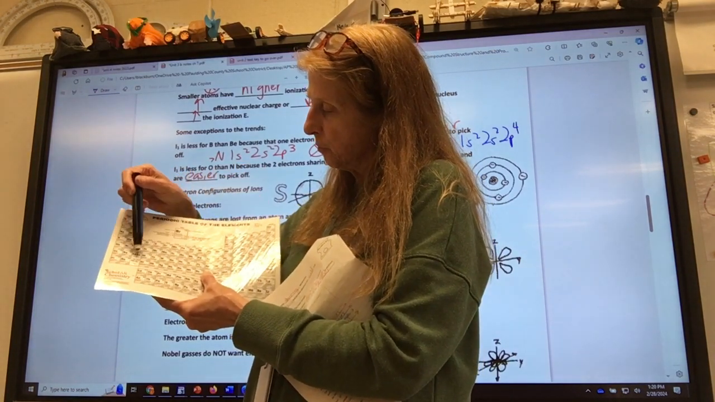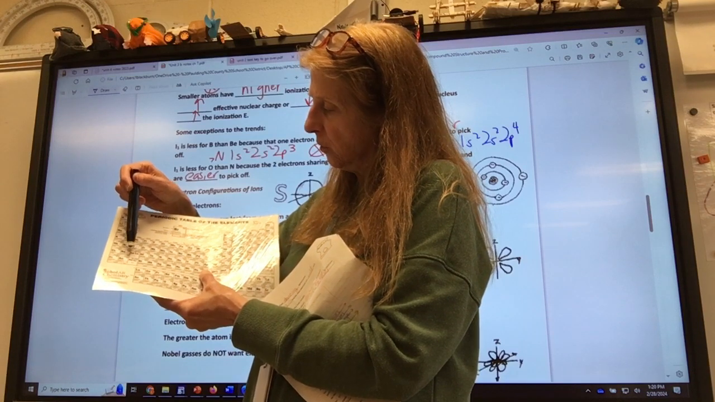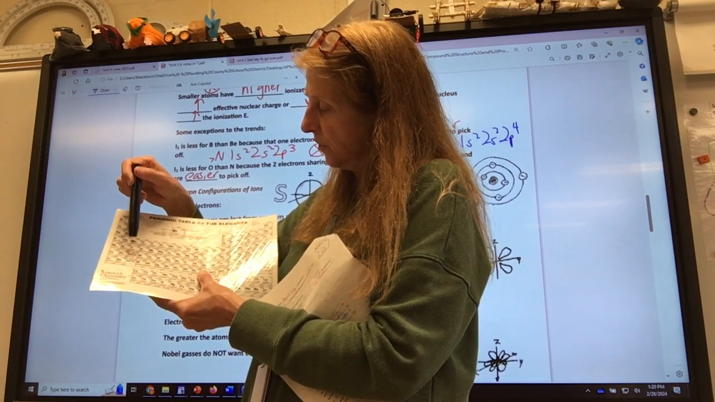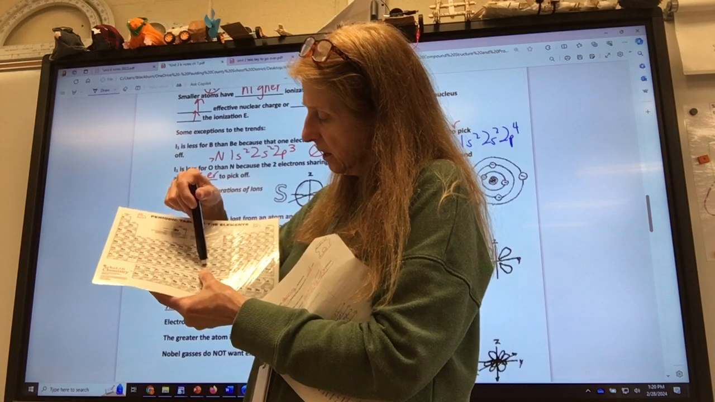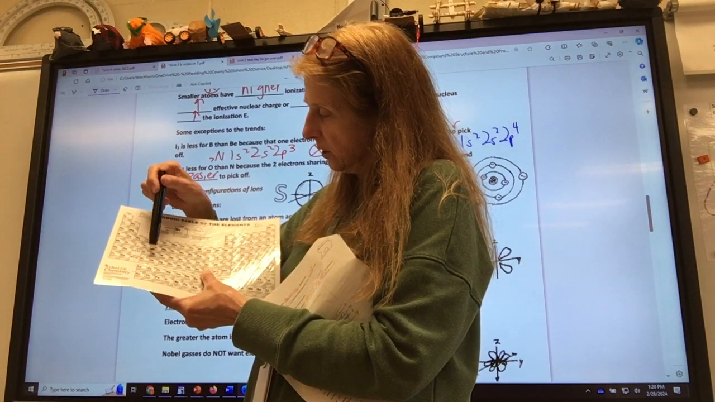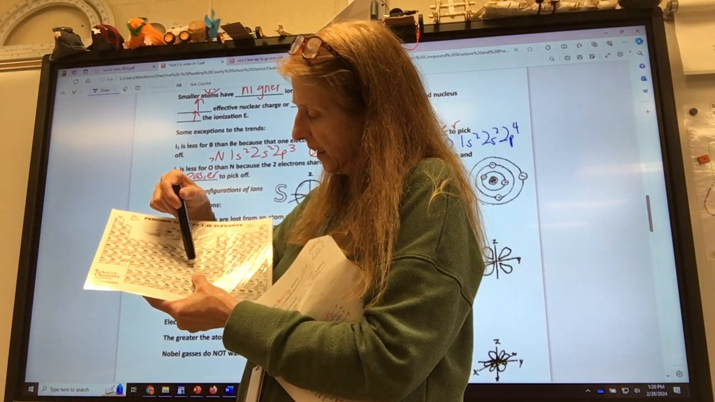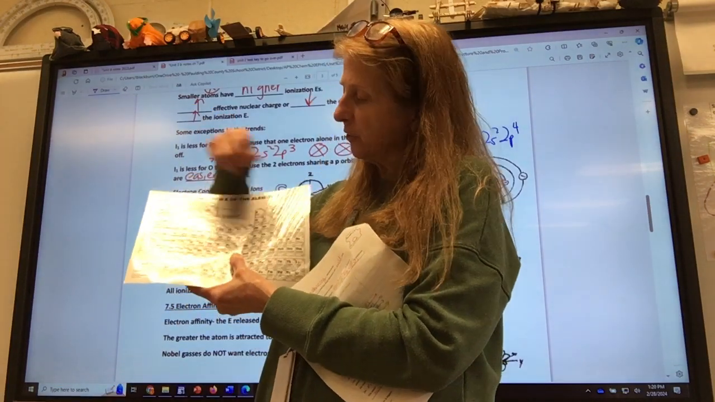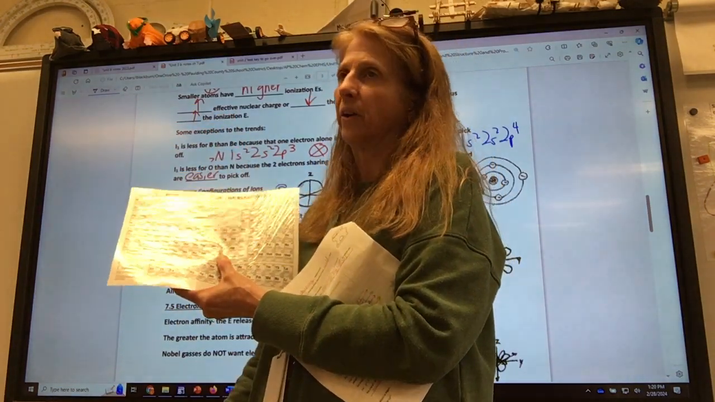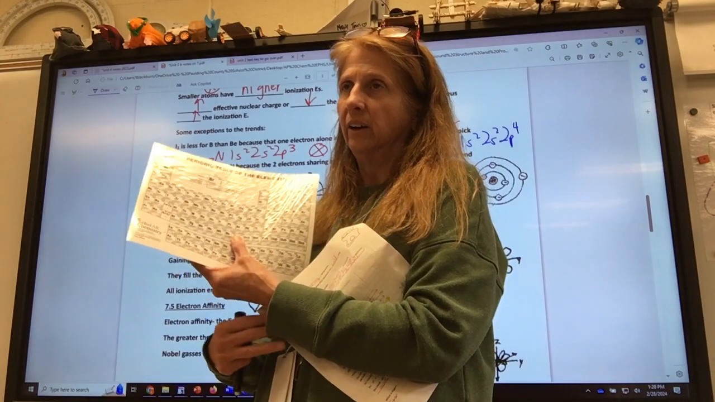4f14, then it comes back up here to 5d, 1, 2, 3, 4, 5, 6, 7, 8, 9. 5d9. And I was able to do that just going back and forth on the periodic table. So you need to learn how to do that.